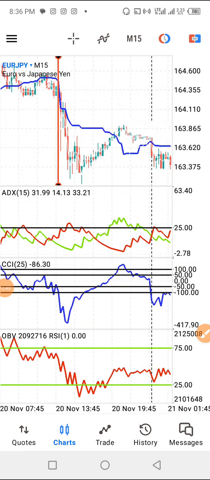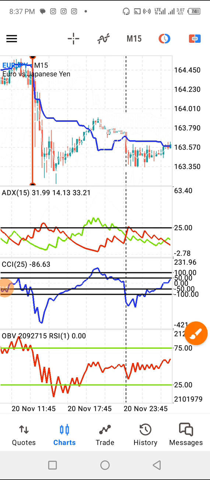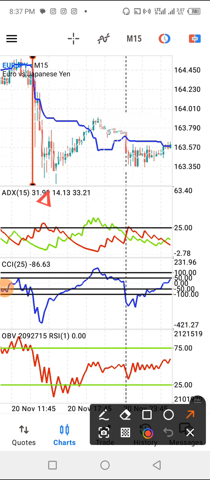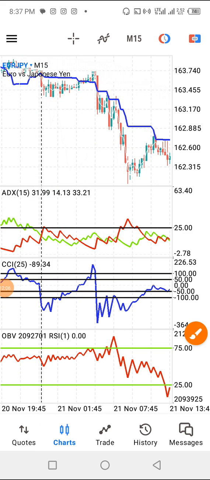So this pullback you saw here, this move towards the upside, was the pullback for price to retest the breakout on your H1. Immediately the pullback expires, price started dropping. Price couldn't even go up above that level till it dropped to the downside.